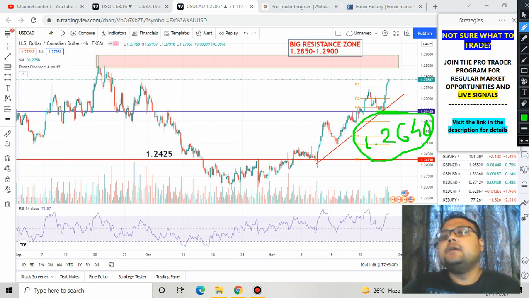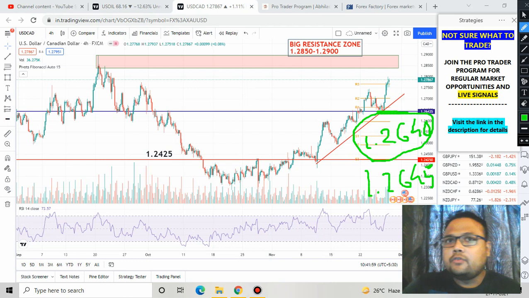In case USD CAD comes down and fails to take support at the trend line, then 1.2640 to 1.2645, this level will be providing support to the market. If it bounces successfully, you can go for a buy. So these two are the best trading opportunities if you're looking for a buying position on USD CAD, because we need to also think about the area of value.